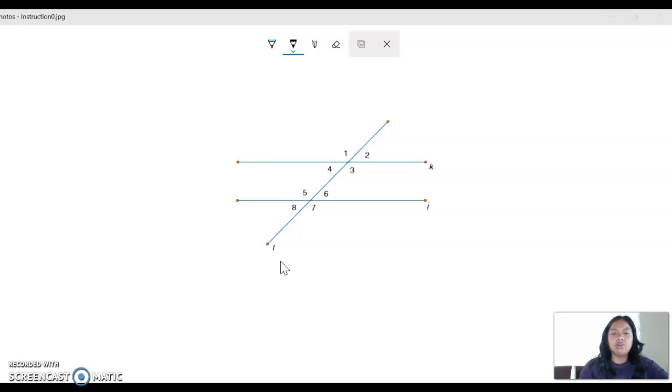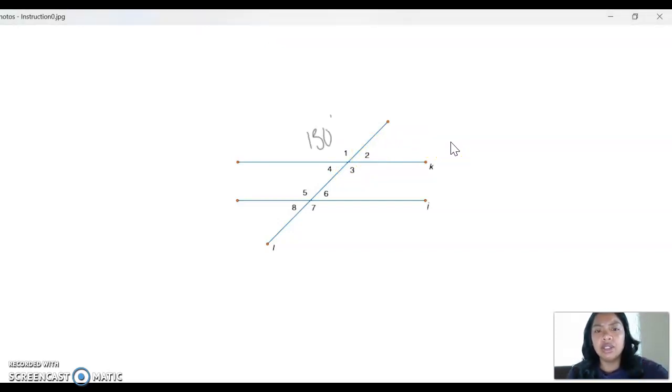Let's walk through some of these angles and put some numbers to go with it. For example, let's say angle 1 is 130 degrees. This is a given. You have a bunch of different angles. The first one is a vertical angle. Angles 1 and 3 are vertical angles, which means they are across from each other.